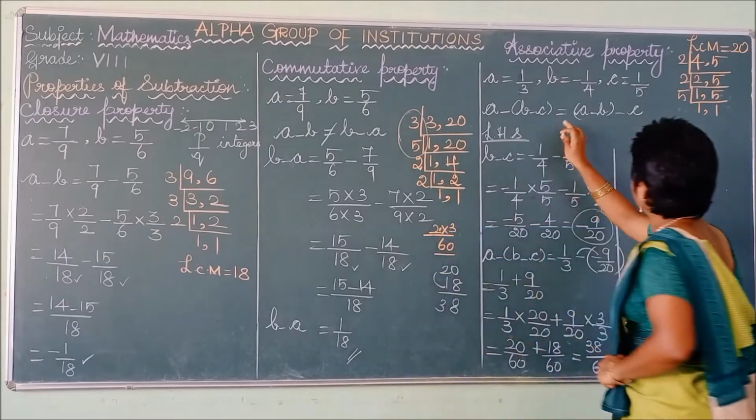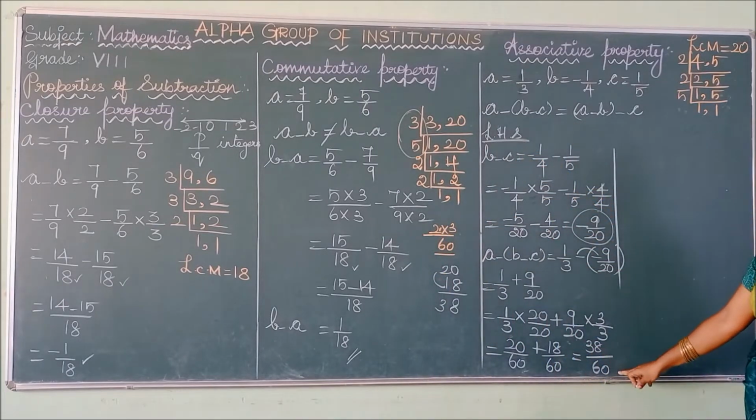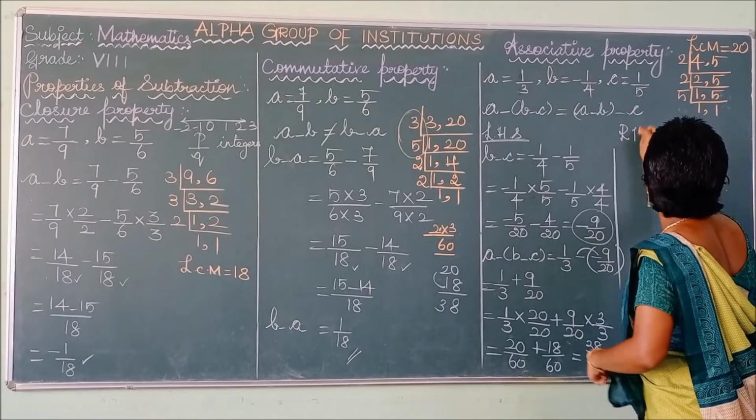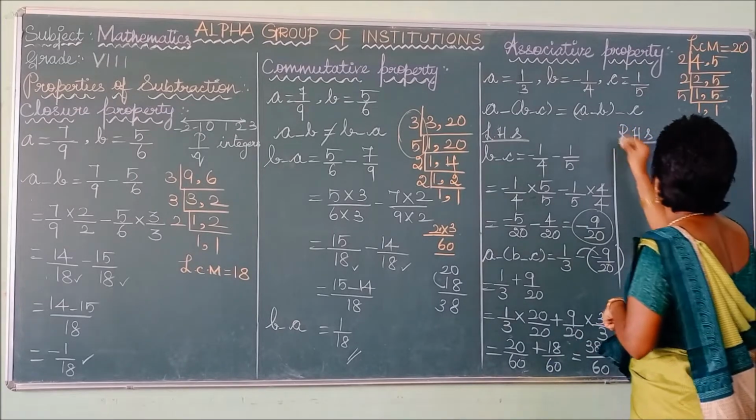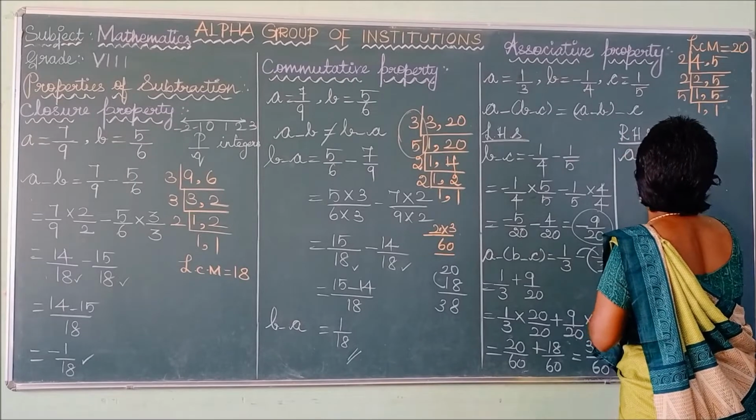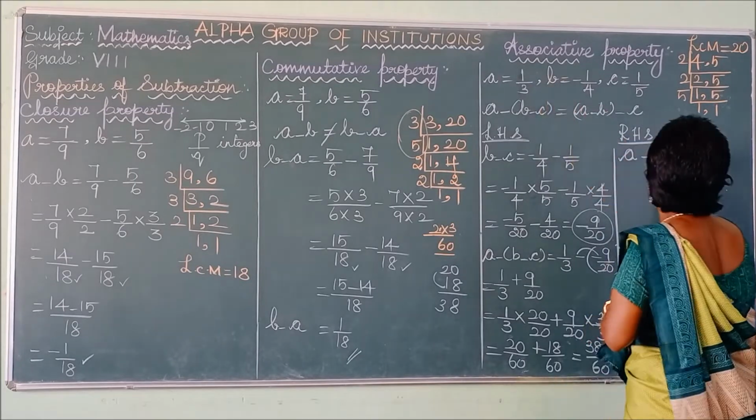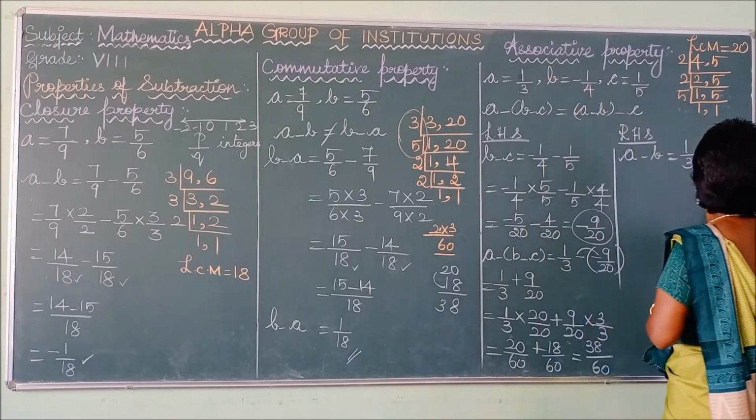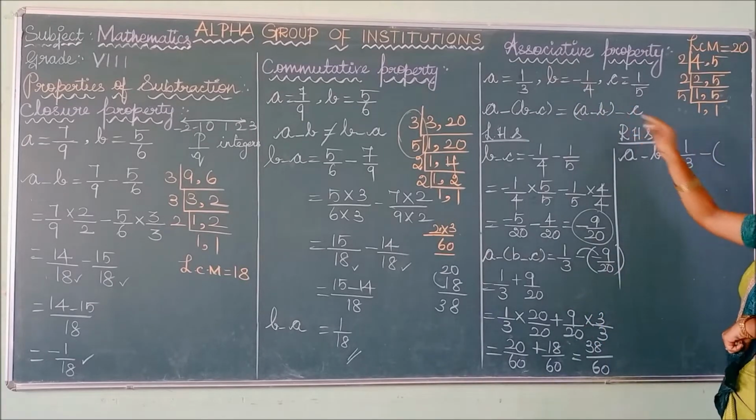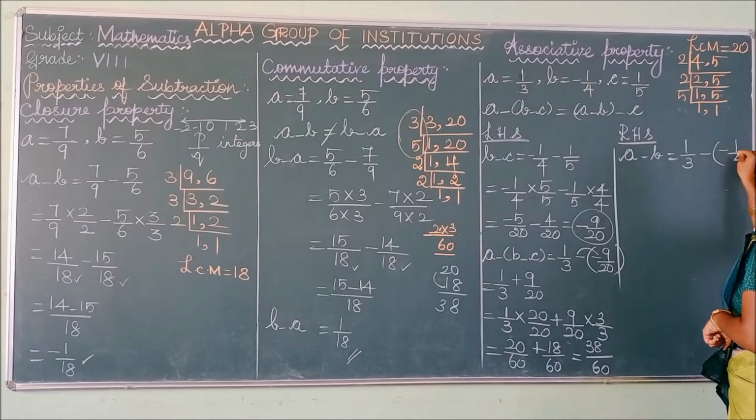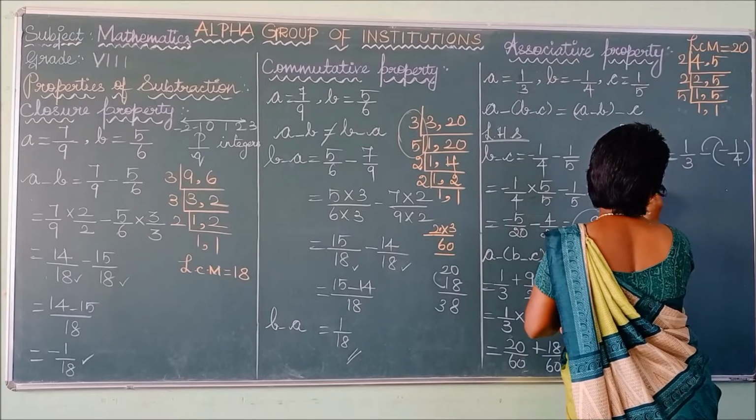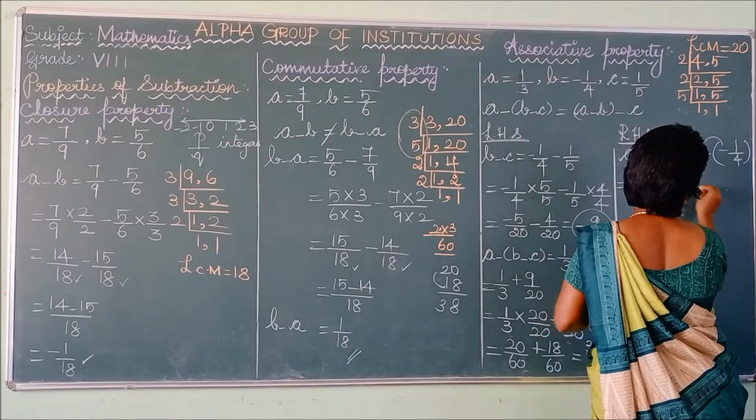Now you can find the left hand side, you have found 38 by 60. Right hand side value is A minus B. What is A here? Our A value is 1 by 3 minus B value is, here the symbol is minus, and the value also has a negative sign. So minus into minus changes into positive: 1 by 3 plus 1 by 4.